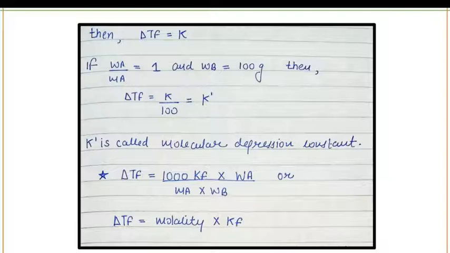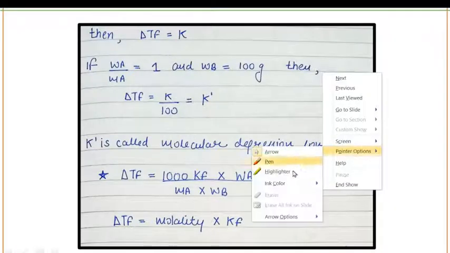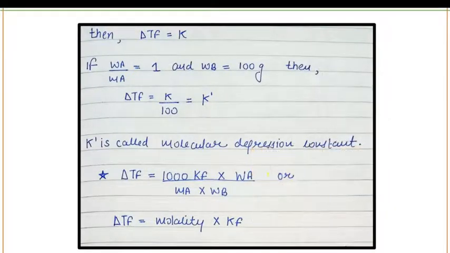You simply have to remember this formula. Formula is delta Tf is equals to molality into Kf. Now what is Kf? Kf is the freezing point depression constant. Delta Tf is equals to 1000 into Kf into WA upon MA into WB. So to calculate the value of delta Tf, that is your difference in the freezing point of two substances, that will be equals to molality into Kf.